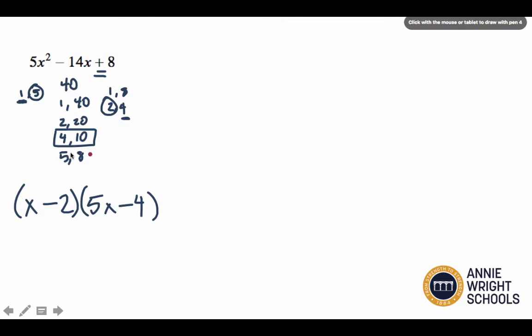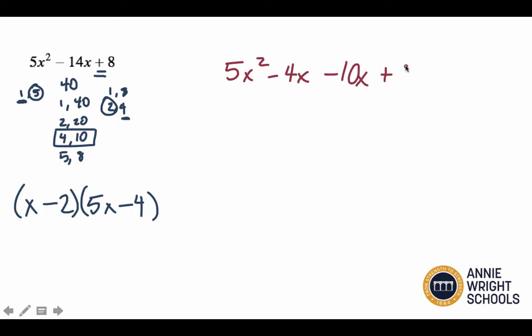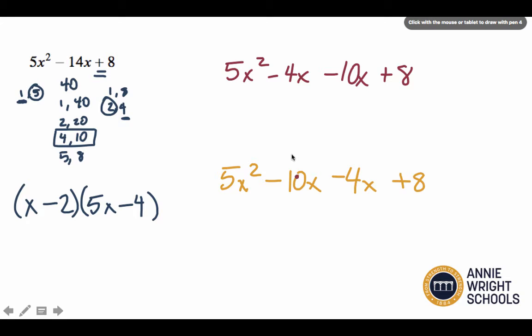The other method, once you get the 4 and 10, you write it as 5x squared minus 4x minus 10x plus 8. Now, why did I know to put minus 4x and minus 10x? Because I have to add those terms to get a negative 14, so I need two negatives. Now, another way is maybe Diego wrote 5x squared minus 10x minus 4x plus 8. Watch this. It doesn't matter which way you write it.